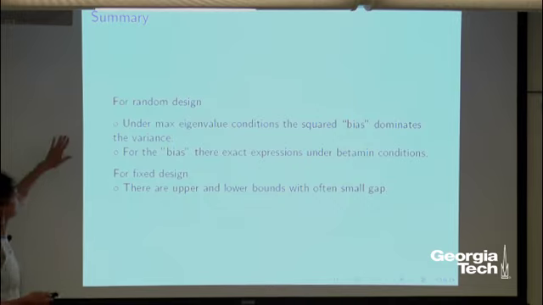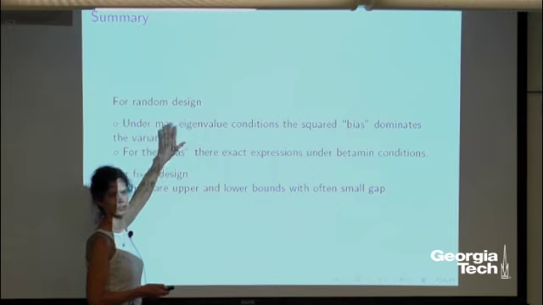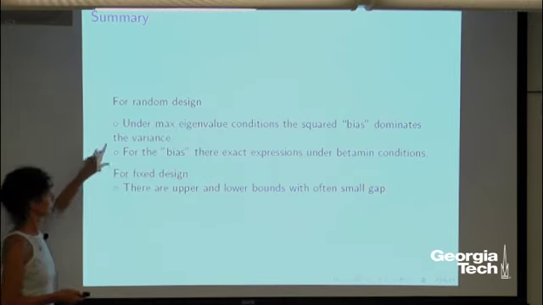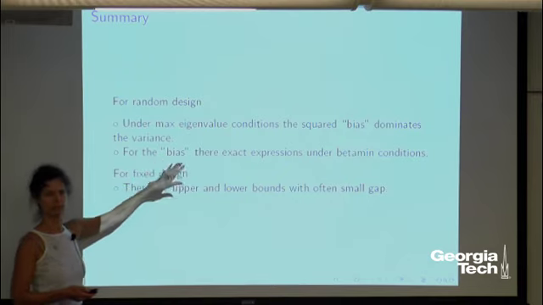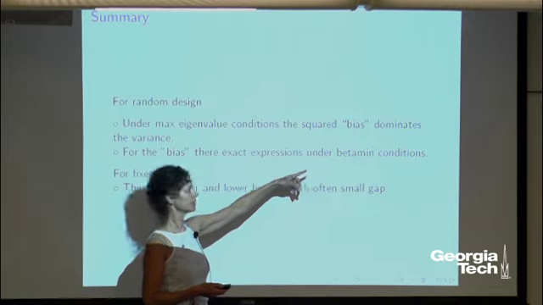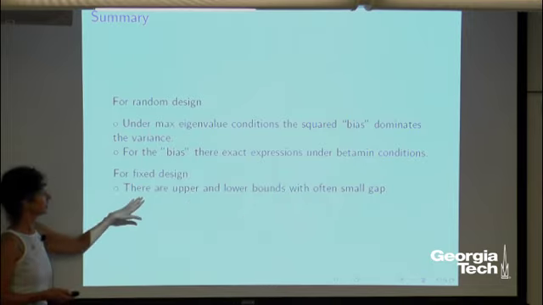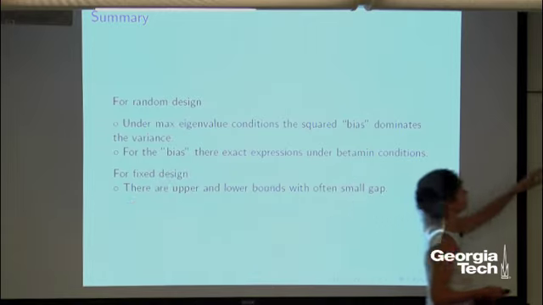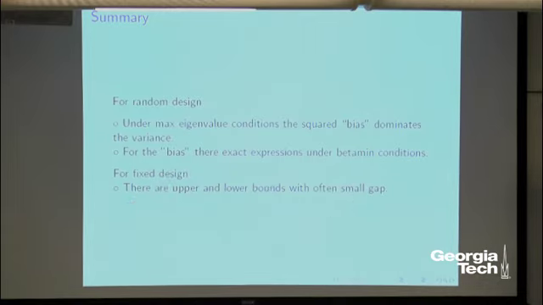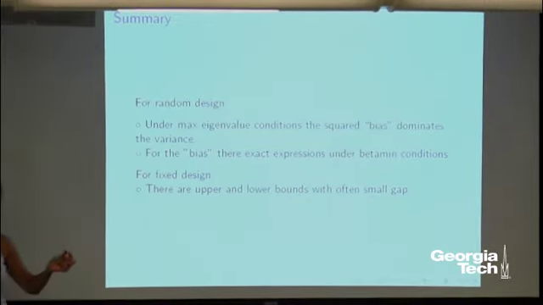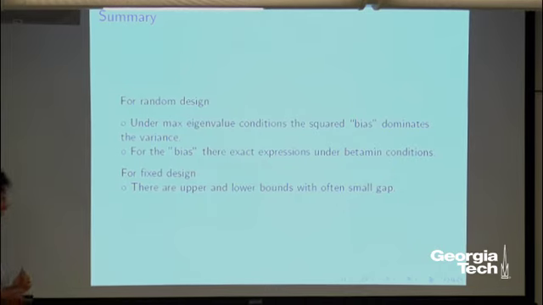So let me give a summary. For random designs, you need these eigenvalue conditions. But then the bias dominates the variance. And for the bias, you have exact expressions for the prediction error under these beta-min conditions. And for fixed designs, there are upper and lower bounds, but then there may be a gap because of the constant here. And it's not a priori clear how big the gap is, it depends really on the design.